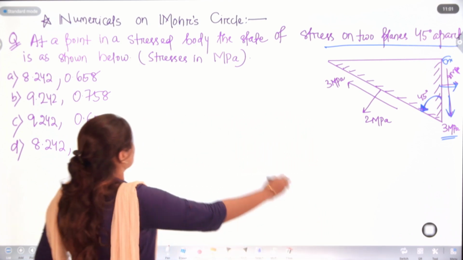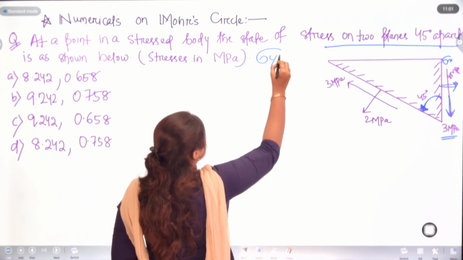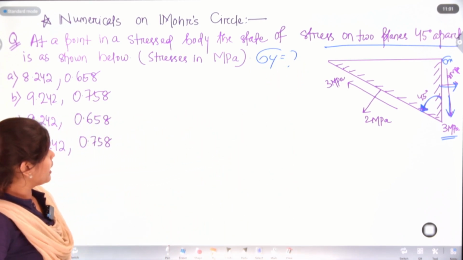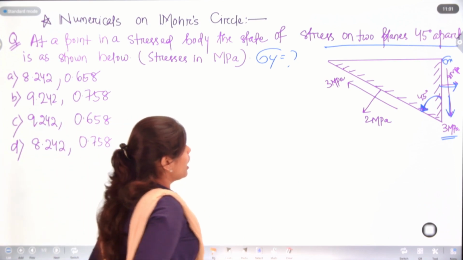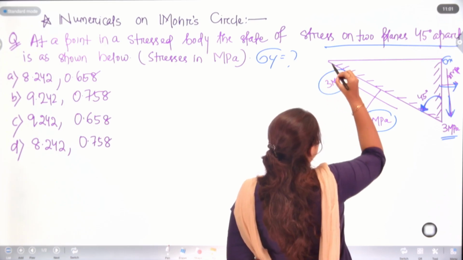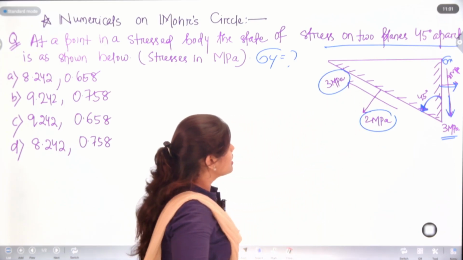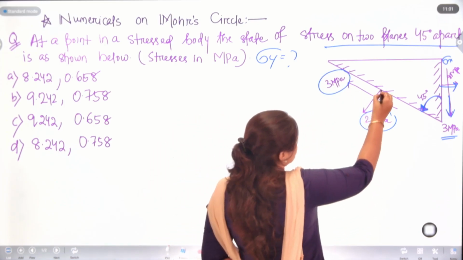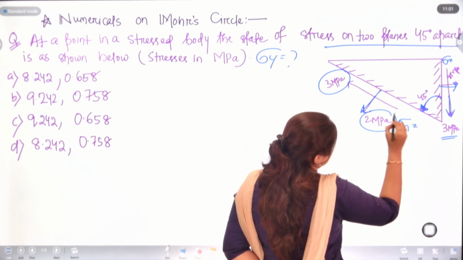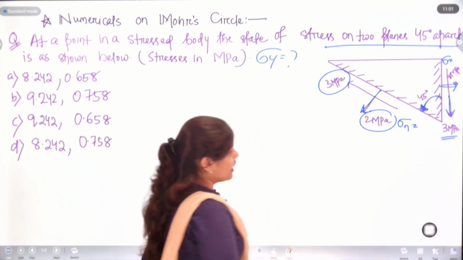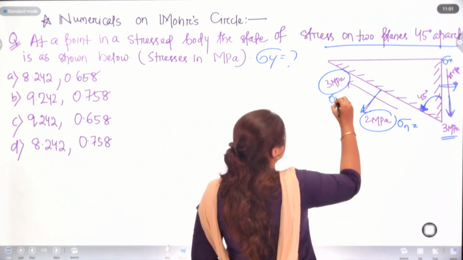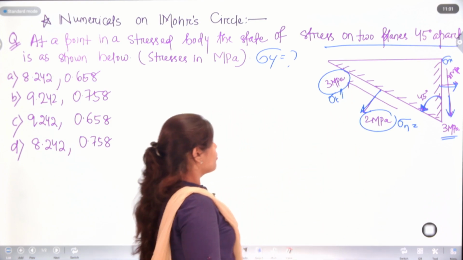We need to find out what? Sigma y. To find out sigma y, here we have another two things, right? We know that in that chord section, we have the normal stress, sigma n, that is 2 megapascal, and here is the tangential stress, sigma t.